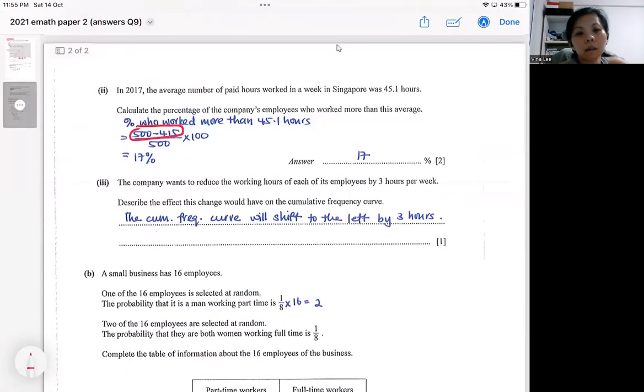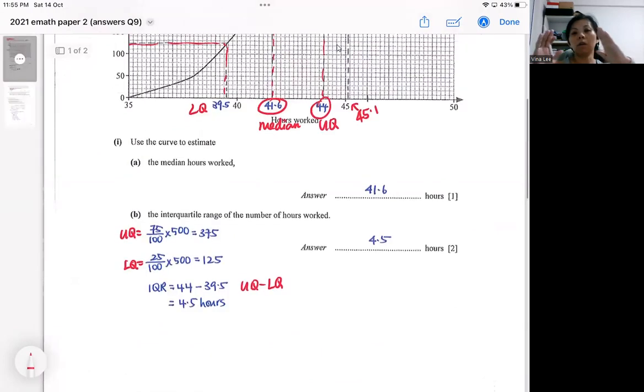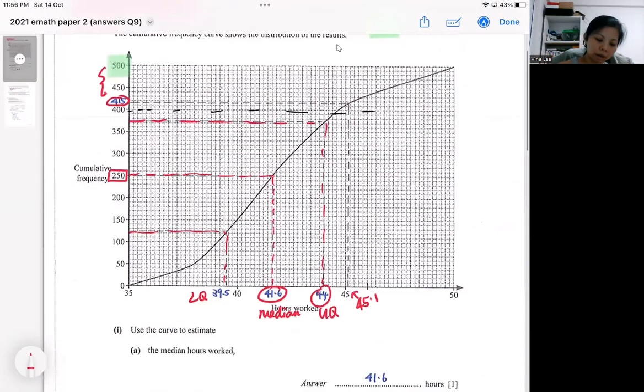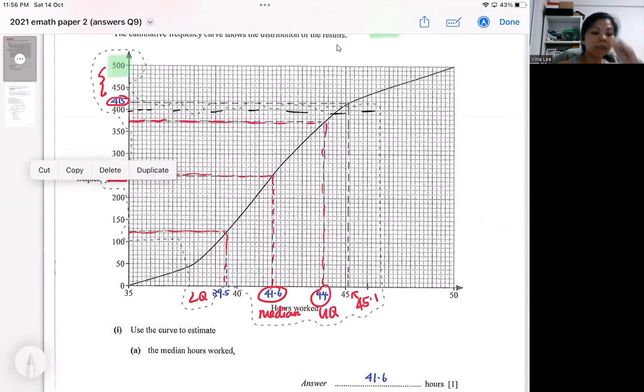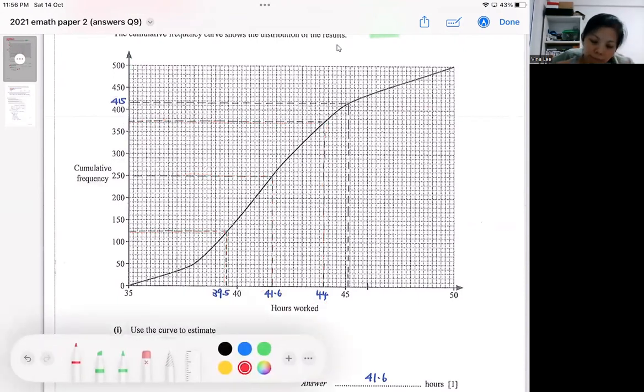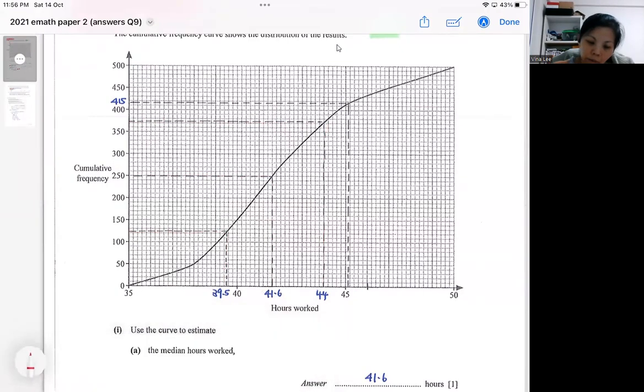Then in the last part, the company is going to reduce the working hours by 3 hours. So every data value is decreased by 3 hours. That means it's a horizontal move. All the data will move by 3 hours. If everybody gets a 3 hour decrease, the median will have a 3 hour decrease. So from 41.6, it will move to 38.6, somewhere here. And then the 39 will move to 36.